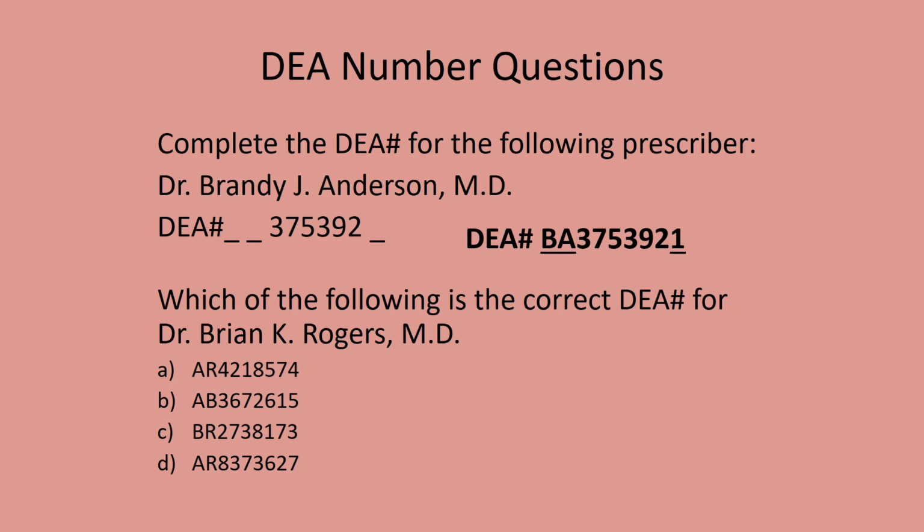Which of the following is the correct DEA number for Dr. Brian K. Rogers, MD? The first letter of the DEA number should be an A: Brian, male, MD. And the second letter should be R. So the two letters of the DEA number should be AR, hence eliminating two of your choices, B and C. You will then have to verify the seventh digits for choices A and D.